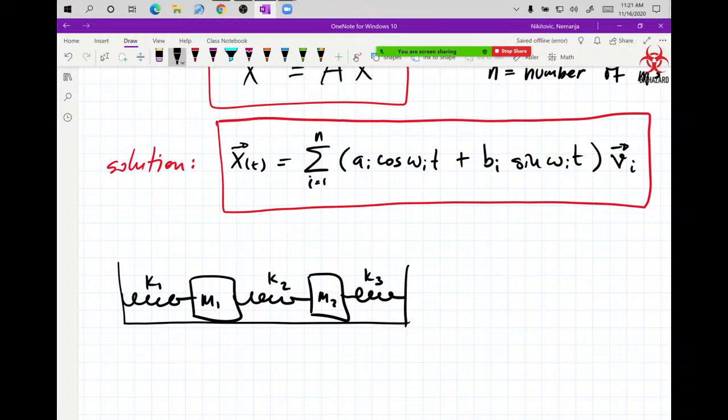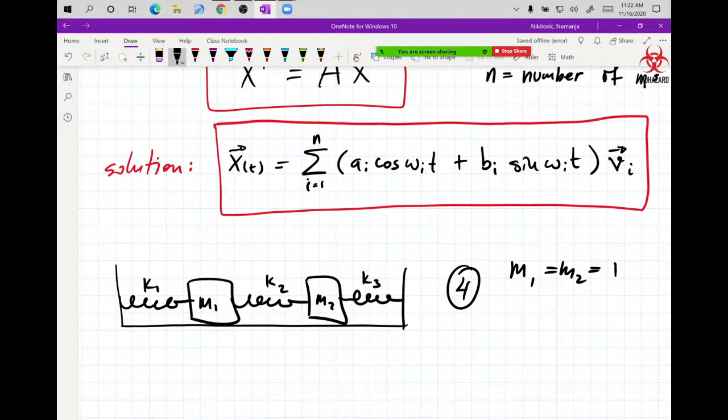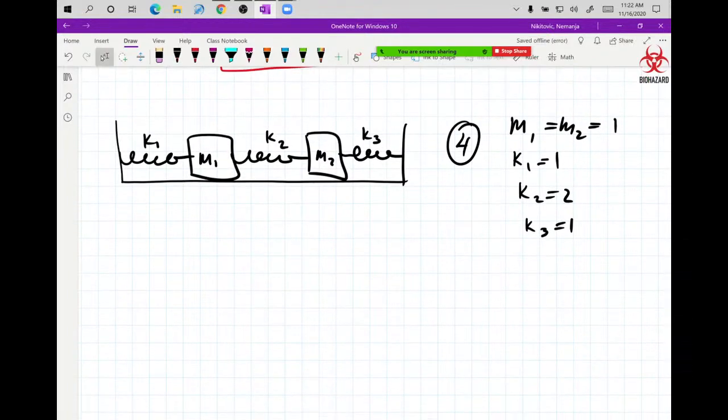And I'm doing this because I'm looking at the homework problems here. And let's say literally any one of these is fine. Problem number 4, for instance, tells you that mass 1 is equal to mass 2 is equal to 1, let's say kilogram, and then K1 is equal to 1, and K2 is equal to 2, and K3 is equal to 1, right?